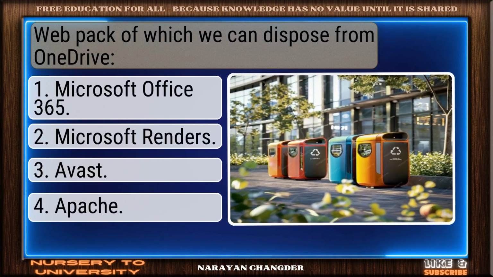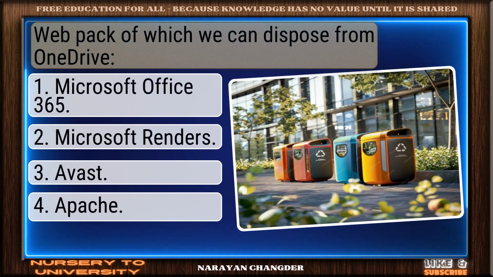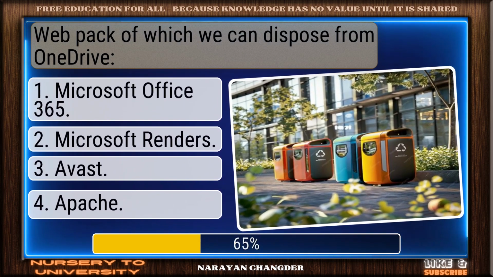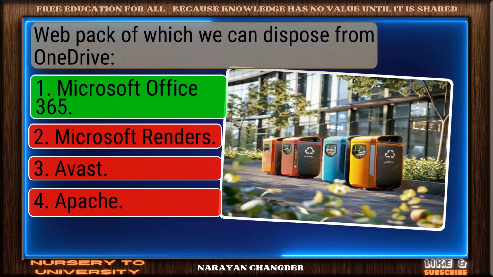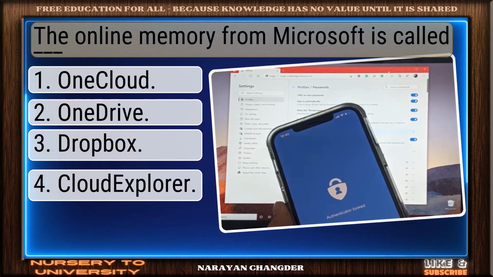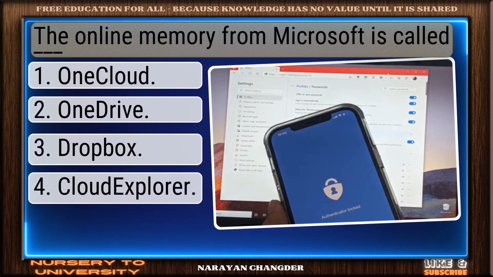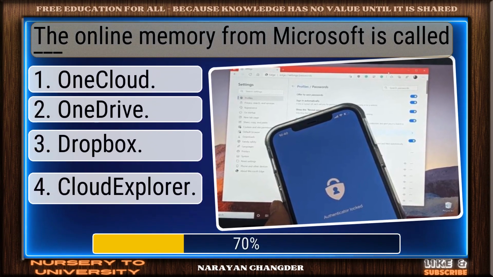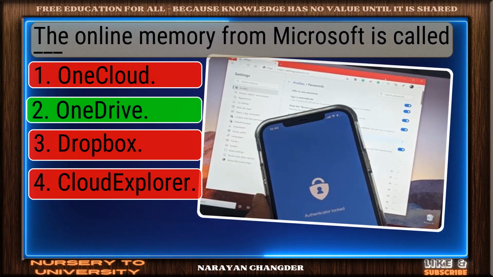Question number 49. Software package of which we can dispose from OneDrive. Great thinking. Microsoft Office 365 is the right choice. Question number 50. The online memory from Microsoft is called dash. On track. OneDrive is the correct answer.